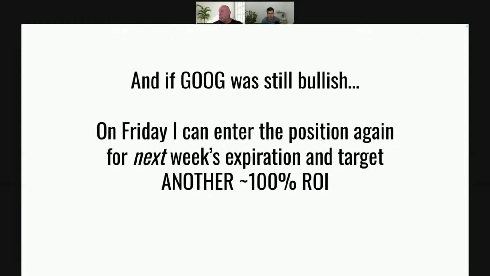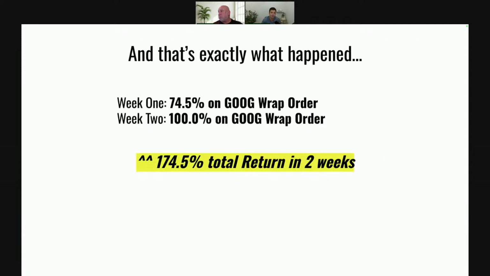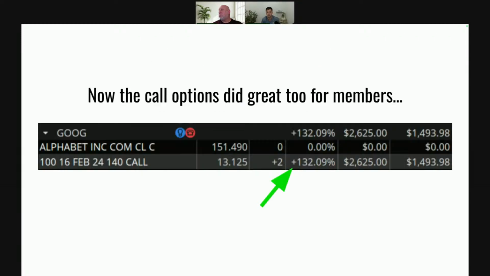If you still like a stock at expiration day, you can then just enter another position again for the following week's expiration and target around 100% ROI again. And that's exactly what happened. We ended up closing out week 1 with 74% on the Google wrap order, in week 2 with a double. So in about 2 weeks, add those up, 175% total return on investment in 2 weeks.